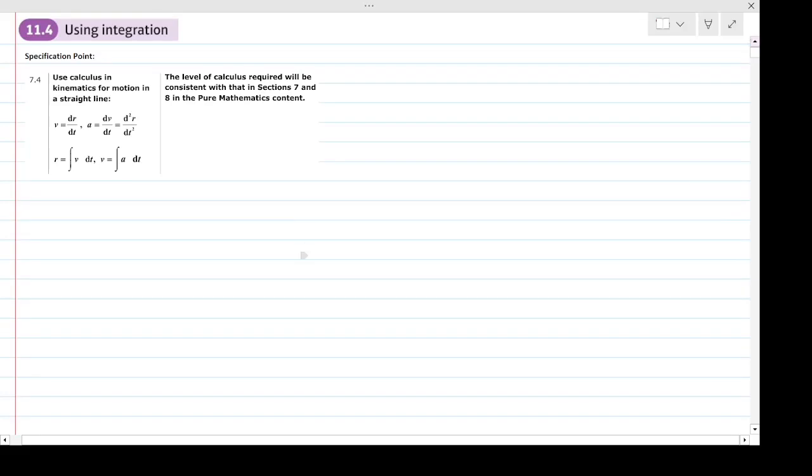Hello, so in this video we're going to be looking at how we can use integration to deal with motion. So again, the displacement, velocity, or the acceleration of something, right? Previously we used differentiation. As I remind you here, we can start with displacement and then we differentiate.